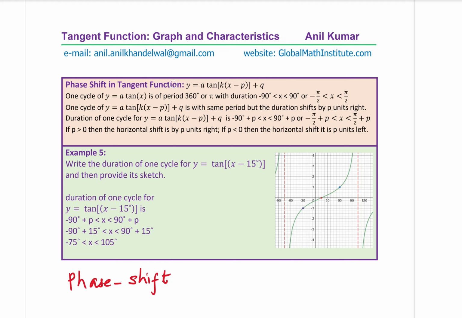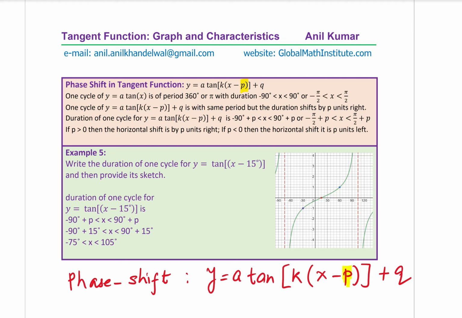So, phase shift in the tangent function: y equals A tan[k(x minus p)] plus q. The term p gives you the phase shift in this formula. It is important to note that k is always factored out, so we use different brackets all the time: square brackets, and within that, x minus p in the normal brackets. So p is the phase shift.